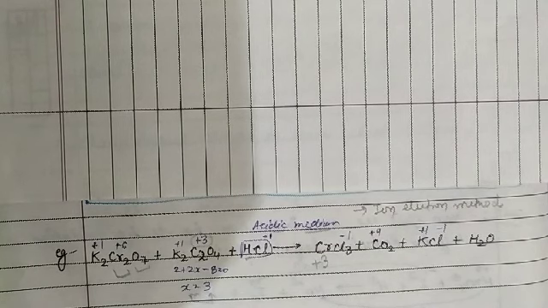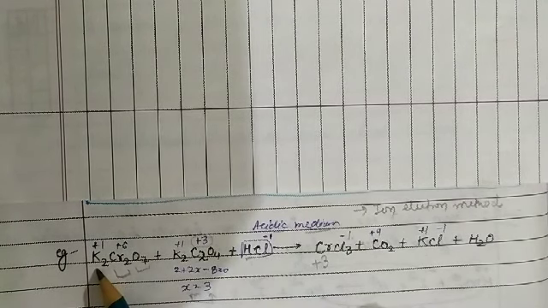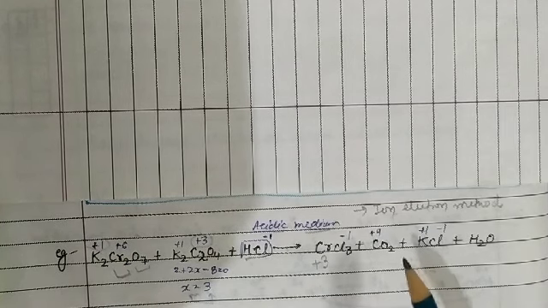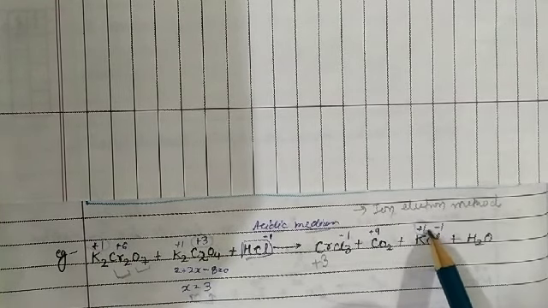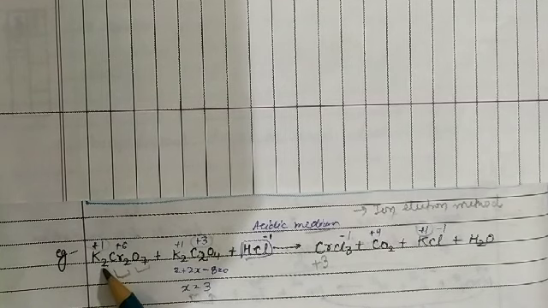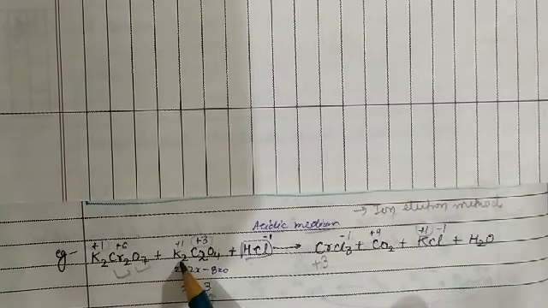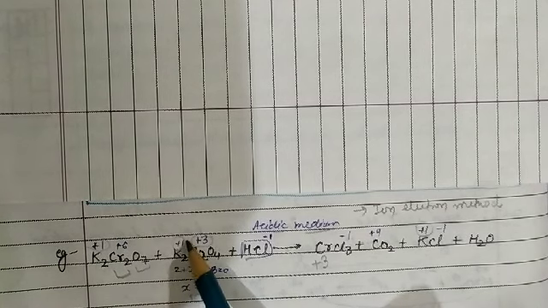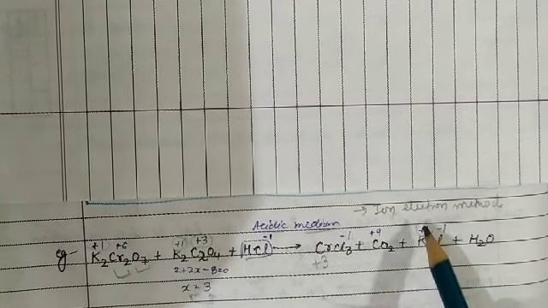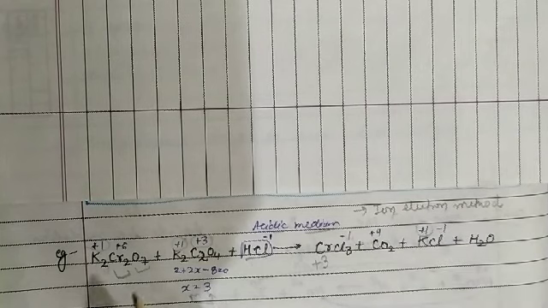Now as we see, the oxidation number of potassium is +1 on the left hand side, and +1 on the right hand side. So basically K plus acts as a spectator ion. In the same way again, potassium is +1 on the left hand side and +1 on the right hand side. So the oxidation number does not change, hence K plus in the reaction acts as a spectator ion.